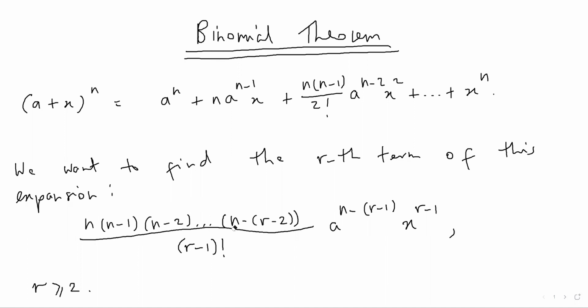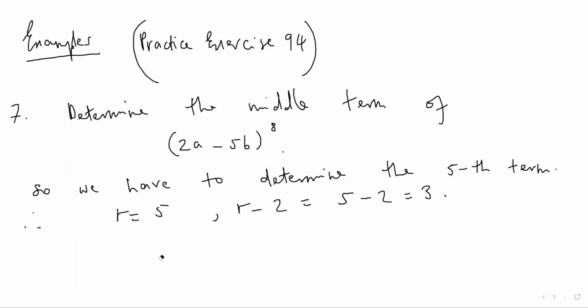We're going to go all the way to 8 minus 3, because r minus 2 is 3. Okay, so let's see how this works. We have 8 multiplied by 8 minus 1, multiplied by 8 minus 2, multiplied by 8 minus 3, and this is where we stop, because r minus 2 is 3.